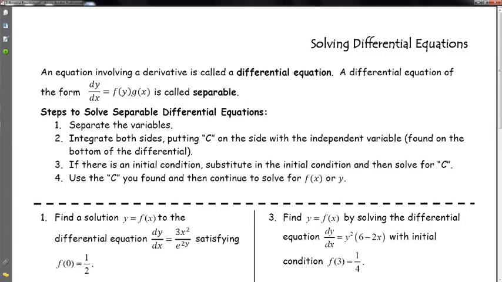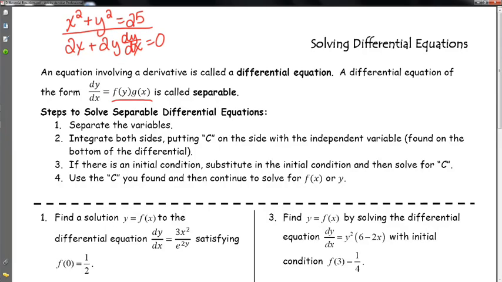Hi. Today we're going to talk about solving differential equations. An equation involving a derivative is called a differential equation. A differential equation in the form dy over dx is equal to f of y times g of x is called separable. Essentially, if we take the derivative of a circle, x squared plus y squared is equal to 25, we call this implicit differentiation, and you're going to get 2x plus 2y dy dx is equal to 0.